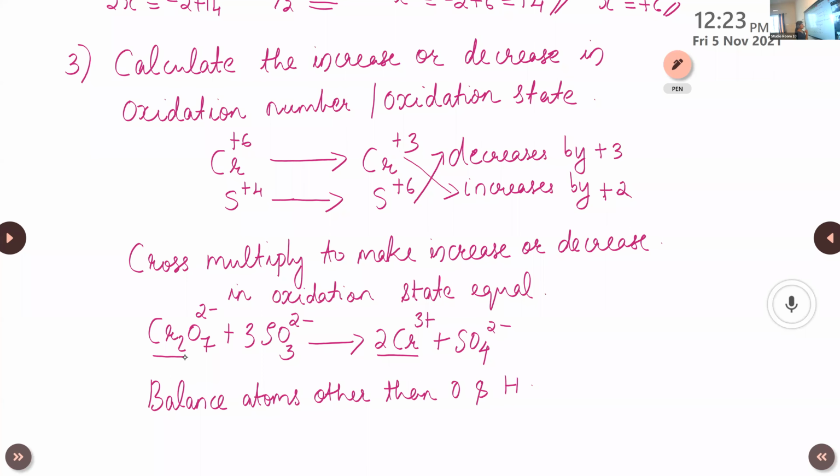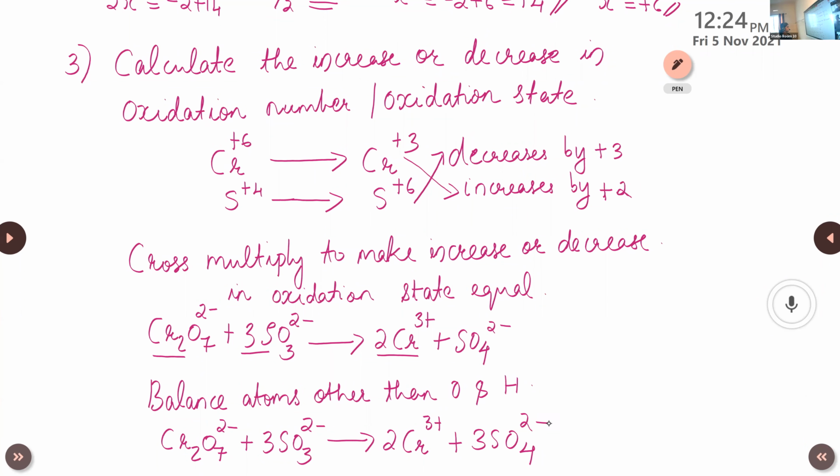Then look at the sulfur. Here it is 3 sulfur atoms, right? 3 sulfur atoms on the reactant side, but on the product side, only 1 sulfur. So we need to balance the sulfur by multiplying 3 with this SO4 2-. So again, we need to rewrite the equation: Cr2O7 2- plus 3SO3 2- gives 2Cr3+ plus 3SO4 2-. Clear?